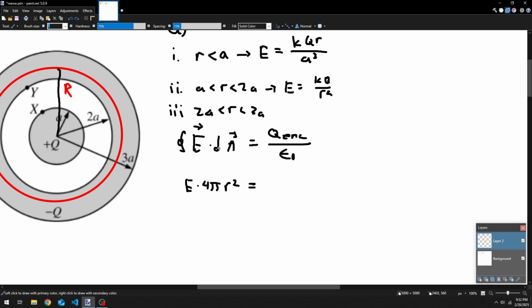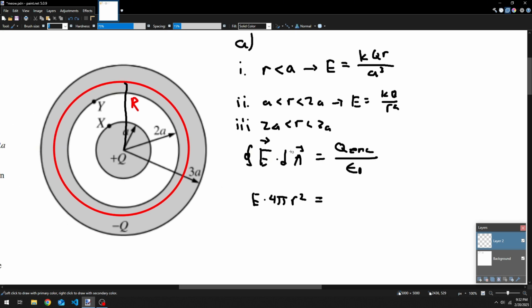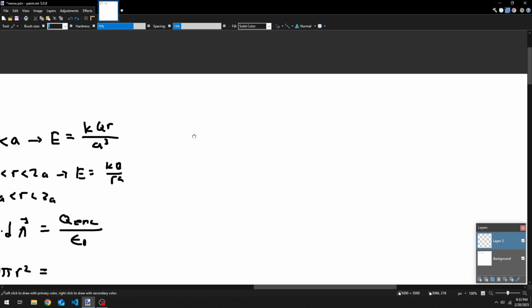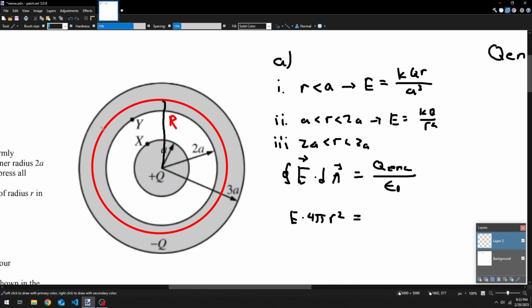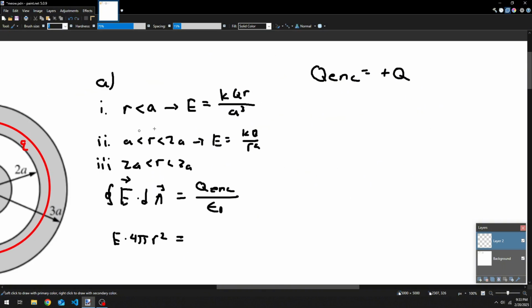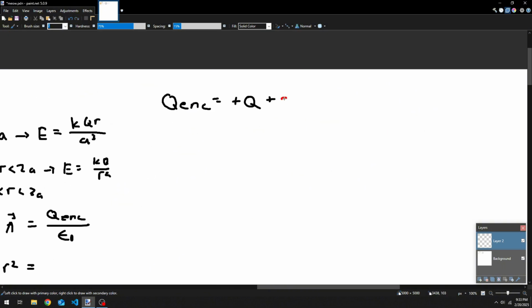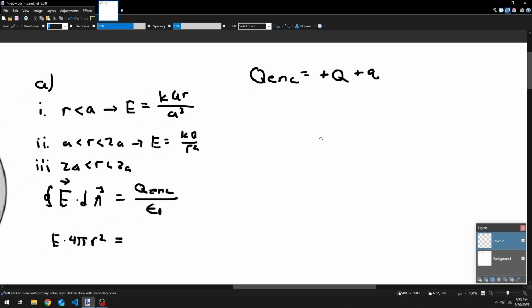Now we have to find out Q enclosed. This is going to be a lot more difficult because we have not only the charge plus Q that's stored in here, but we have this sliver of charge from the shell, which we're going to have to solve for here. So I'll just write Q enclosed equals plus Q. And then for this sliver of charge that is encapsulated from the shell, I will call that little q. So plus little q. Now we have to solve for little q.